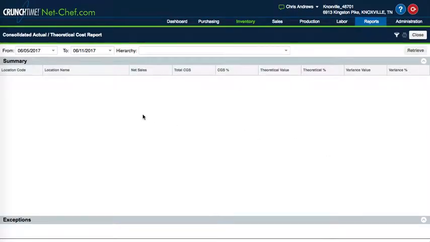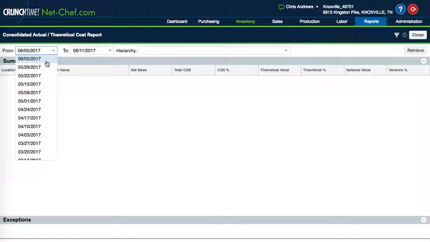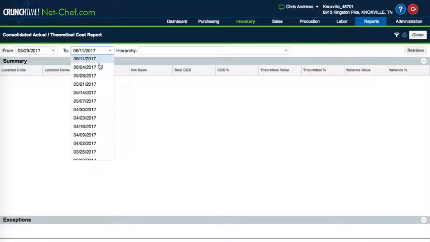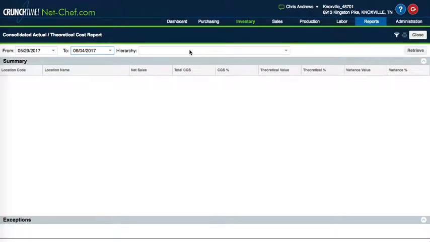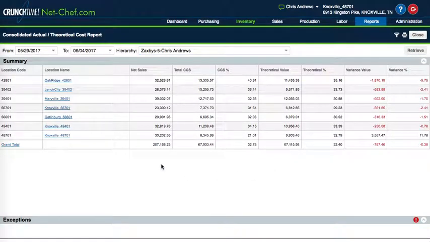I'm going to show you just real quick the consolidated before we get over to just the regular actual versus theoretical. This is one of the first things I look at the end of each week once you guys have posted a Sunday night inventory. I'm going to make sure that I'm looking at the previous week, so I'm selecting 5/29 through 6/4. And on my end, because I have an above store login, I have to set my hierarchy to Chris Andrews. I'm not exactly sure what it looks like on your end, but just make sure that the hierarchy is set to your store or to Chris Andrews, however it pops up. But I'm going to click retrieve, and then it pulls up all of the stores in the previous week's inventory.